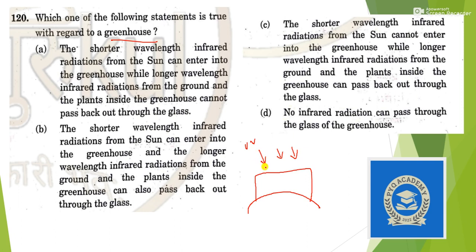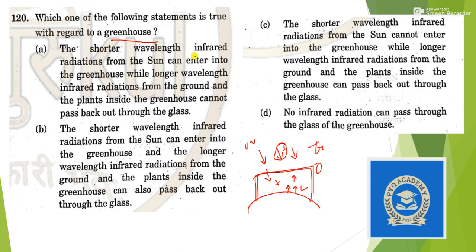So they are able to enter, but when the earth reflects back, it reflects in long waves. These are short waves, but reflected rays are long waves. So the greenhouse is transparent to short waves but opaque to long waves, which means it doesn't allow the long waves to go back, and that's why it causes warming. So let's read the statements.